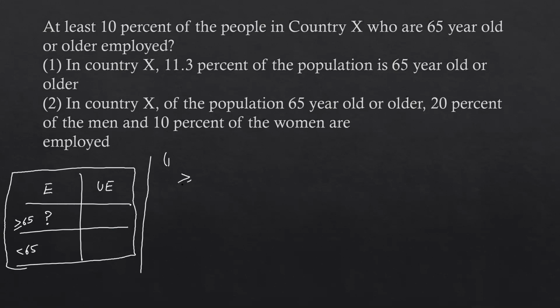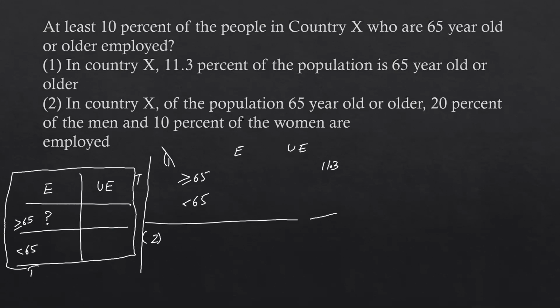So you again have greater than 65, less than 65, employed, and unemployed. In country X, 11.3% of the population is 65 years and older. So this is 11.3%, the total of 65, right? So you have the totals here. So this can be less than 10 or greater than 10. So definitely not the answer. Insufficient. Let's look at the second one.